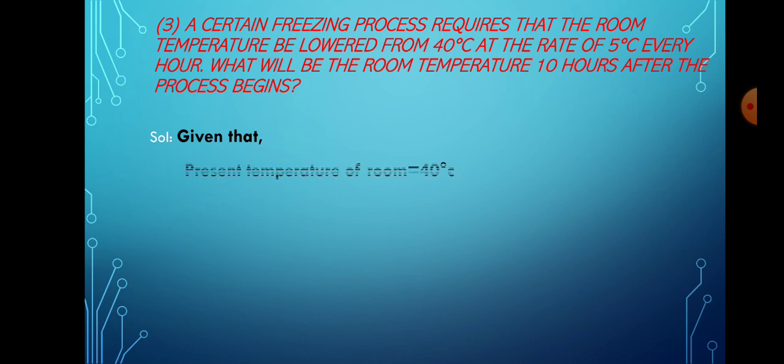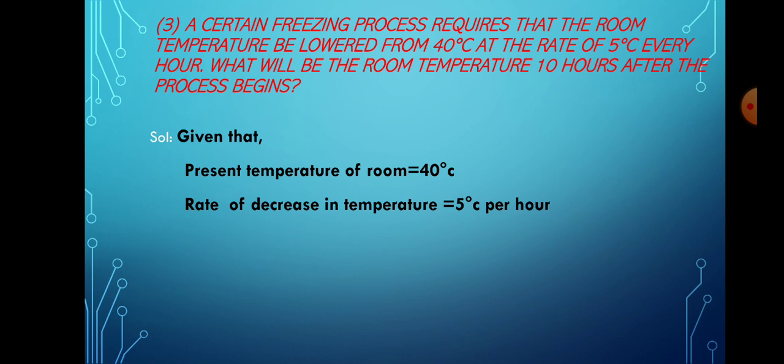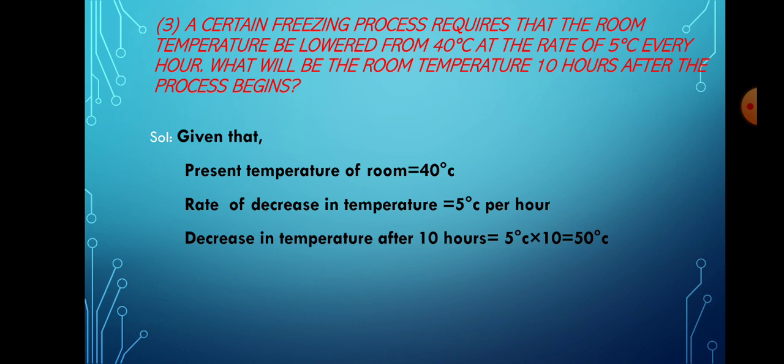So for that, given that the present temperature of the room is 40 degrees centigrade. For every 1 hour it decreases how much? 5 degrees centigrade. Next, the decrease in temperature after 10 hours. For every hour 5 degrees. How many hours? 10 hours. 5 into 10, 50 degrees centigrade. Means after 10 hours, it decreases 50 degrees. At the starting position, the temperature is 40 degrees. After 10 hours, it decreases 50 degrees. Now find the difference of these two, then we will get the temperature.